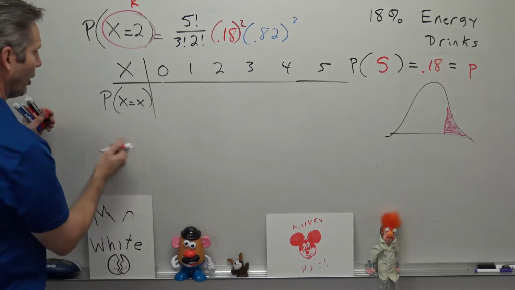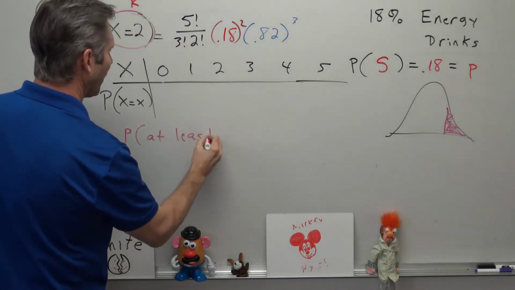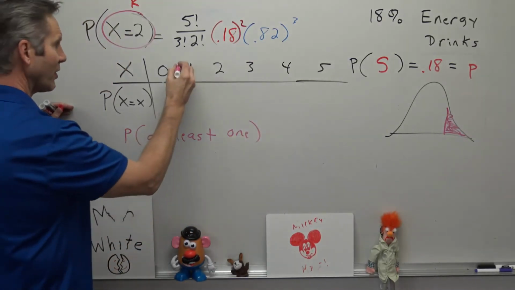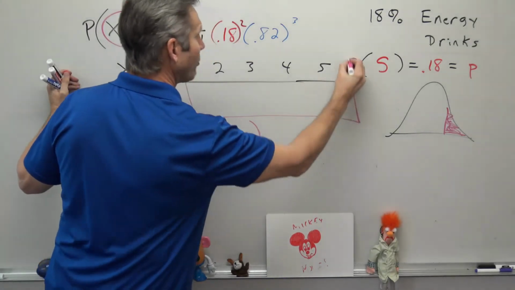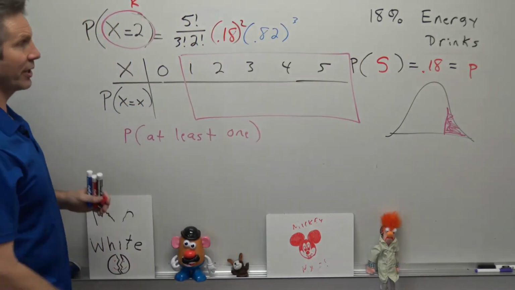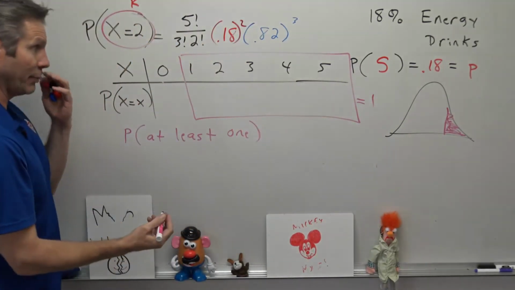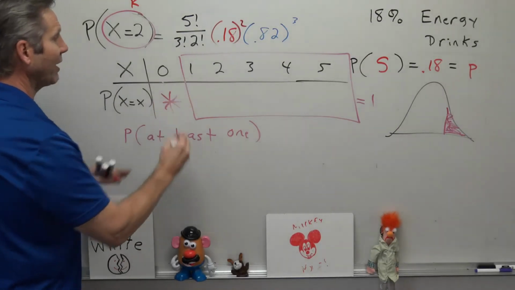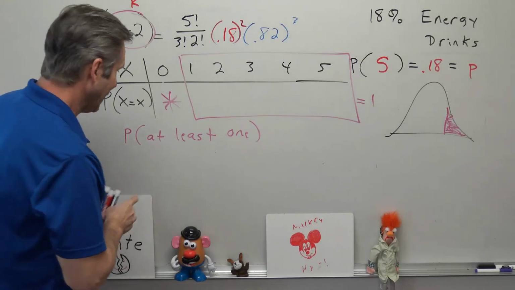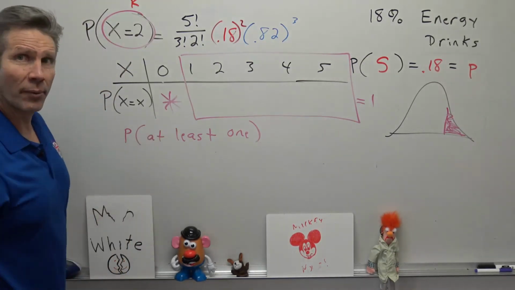So if we see a problem like, hey, what's the probability that you randomly select 5 people and at least one of them is an energy drinker, then you realize, oh, well, that's this probability right here that I could ever have anywhere from 1 through 5 energy drinkers. And knowing that all these probabilities here in the distribution add up to 1, we just go find this probability right here.